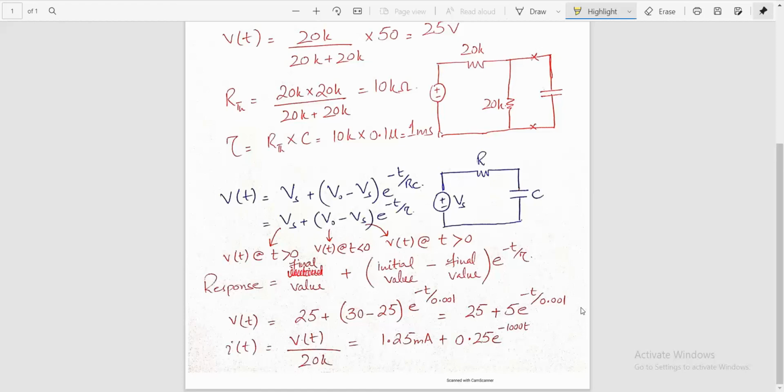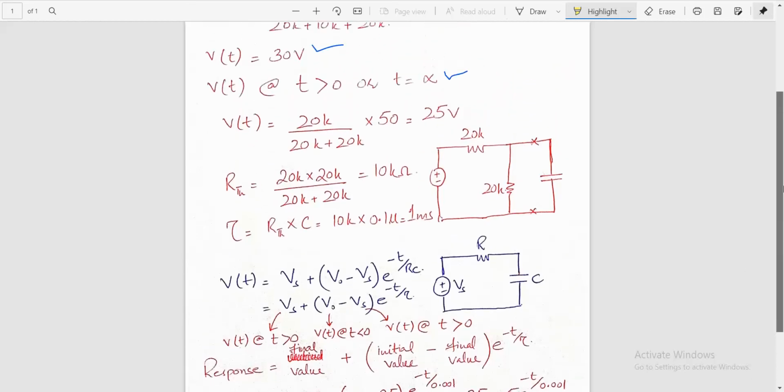In order to find the current, it is simply this voltage divided by 20 kilo ohms, since the 10 kilo ohms resistance is no more part of the circuit. So V of t divided by 20k is equal to 1.25 milliamperes plus 0.25 exponential of minus 1000t, right? So this example basically encompasses the understanding of all the examples that we have done so far.